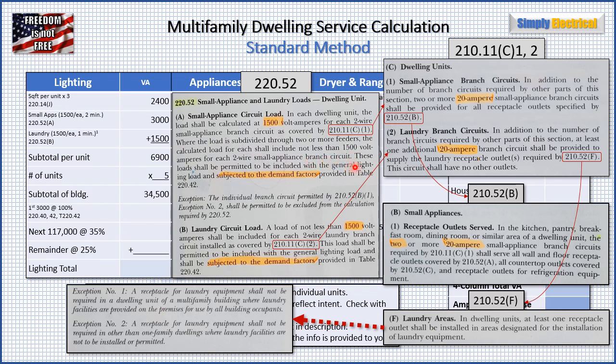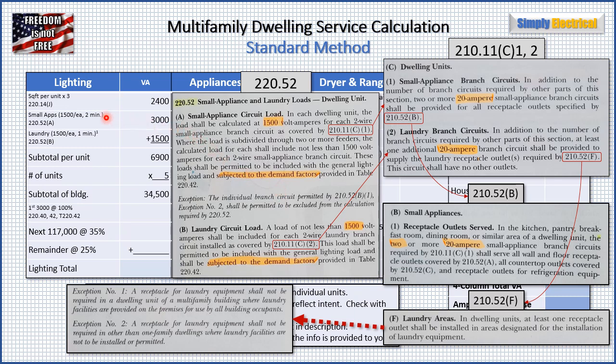Next sentence, these loads shall be permitted to be included with the general lighting load and subjected to the demand factors provided in Table 220.42. We will talk about Table 220.42 and these demand factors in just a little bit, and I'll remind you of what it says. But what it's basically saying is these loads are going to be included in our calculation with our general lighting load, and they'll be subjected to the same demand factors that the lighting does.